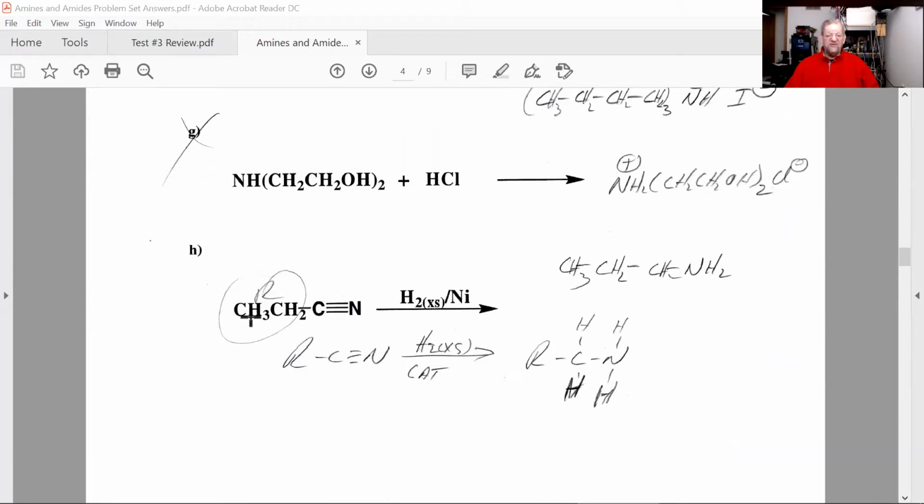And notice I don't break carbon-carbon single bonds. I have 3 here, I end up with 3. The carbon that was bonded to nitrogen now has 2 hydrogens. The nitrogen has 2 hydrogens.